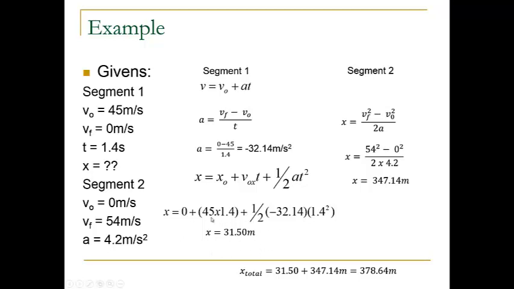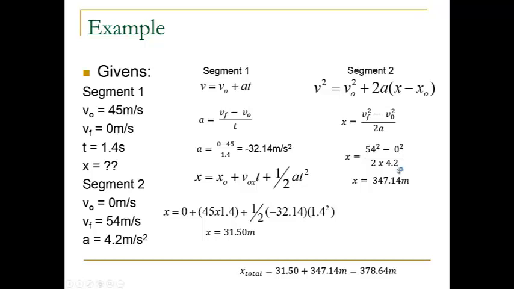Then for segment 2, look back at your givens that you have. Okay, again, you're still looking for x. So now I'm going to use the third amigo. So VF squared equals V naught squared plus 2a delta x. Again, solve it for x. Show your work. Okay, so then x is going to be 54 squared minus 0 squared over 2 times 4.2.